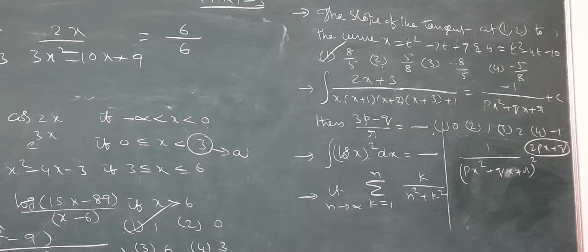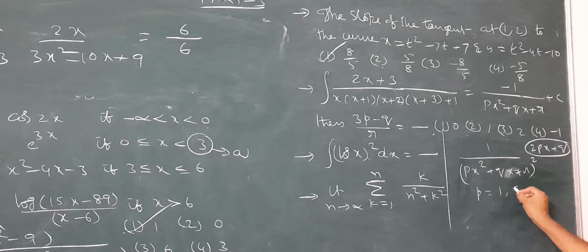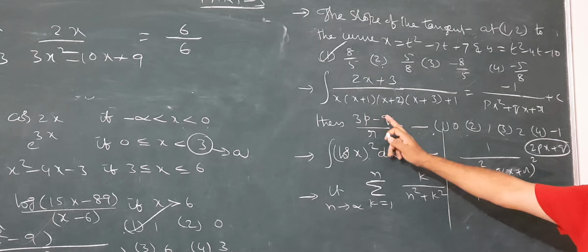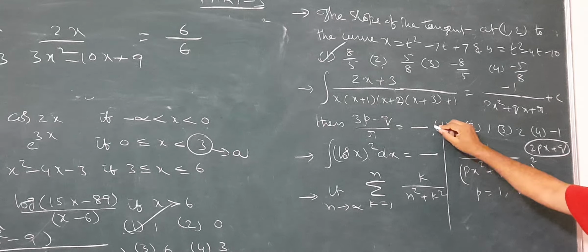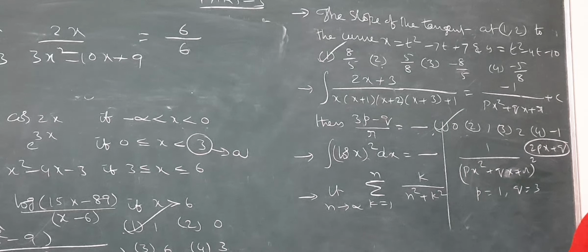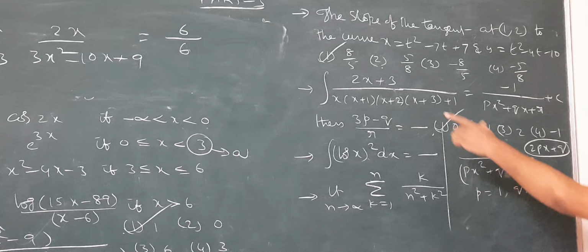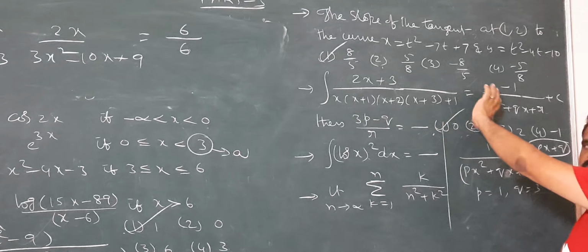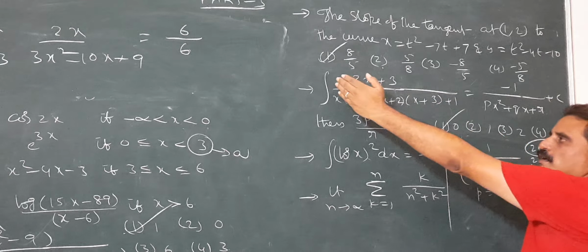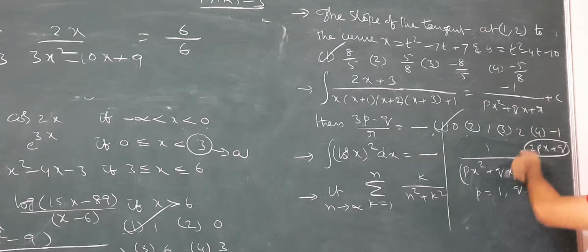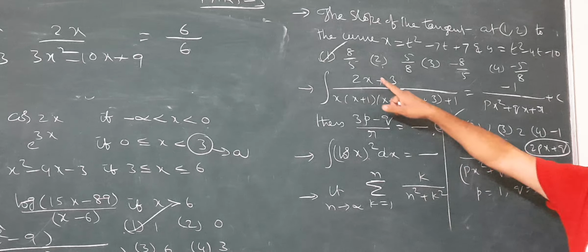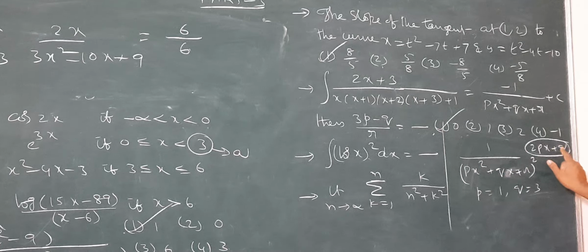That means 2p equal to 2 and q equal to 3. So p equal to 1, q equal to 3. Now substitute: 3 minus 3 is 0, and 0 by r, so the answer is 0. Don't integrate this; just differentiate both sides. Integration is eliminated. This derivative is this; compare 2x plus 3 equal to 2px plus q.